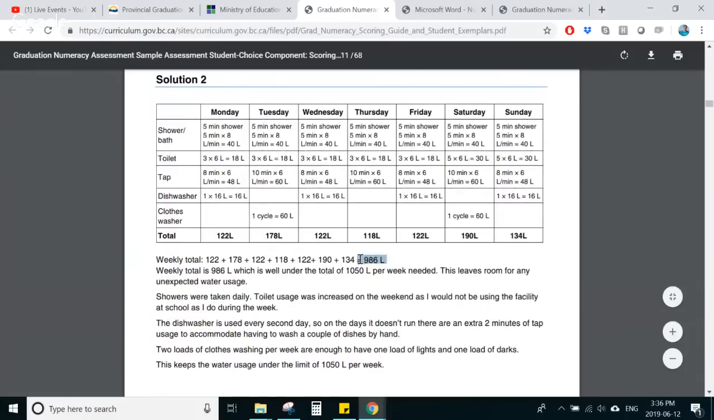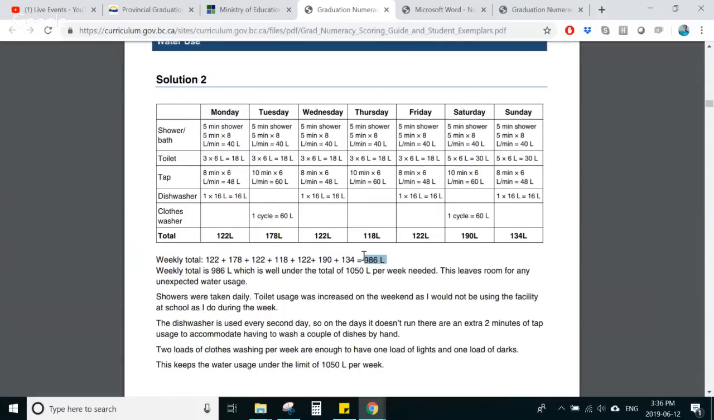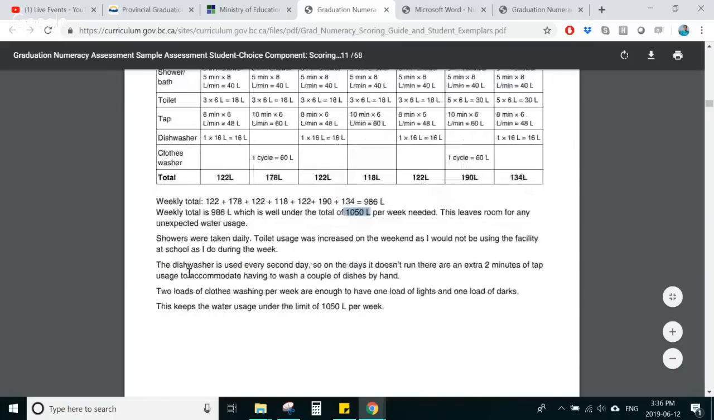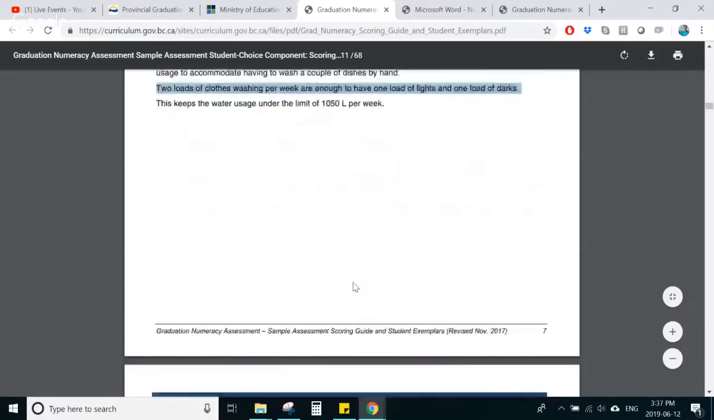right? But it doesn't so much matter that they've used less water than the other person. The goal is not, I can do 500 liters per week. The goal isn't so much that, it's more being able to create the budget, being able to get under the 1,050 liter mark, being able to organize and show your work and explain any assumptions that you made and why they're reasonable. Okay, this person did a good job of explaining their assumptions, like 2 loads of clothes washing per week are enough to have 1 light load and 1 dark load. Okay, they've put those assumptions in there, really great.